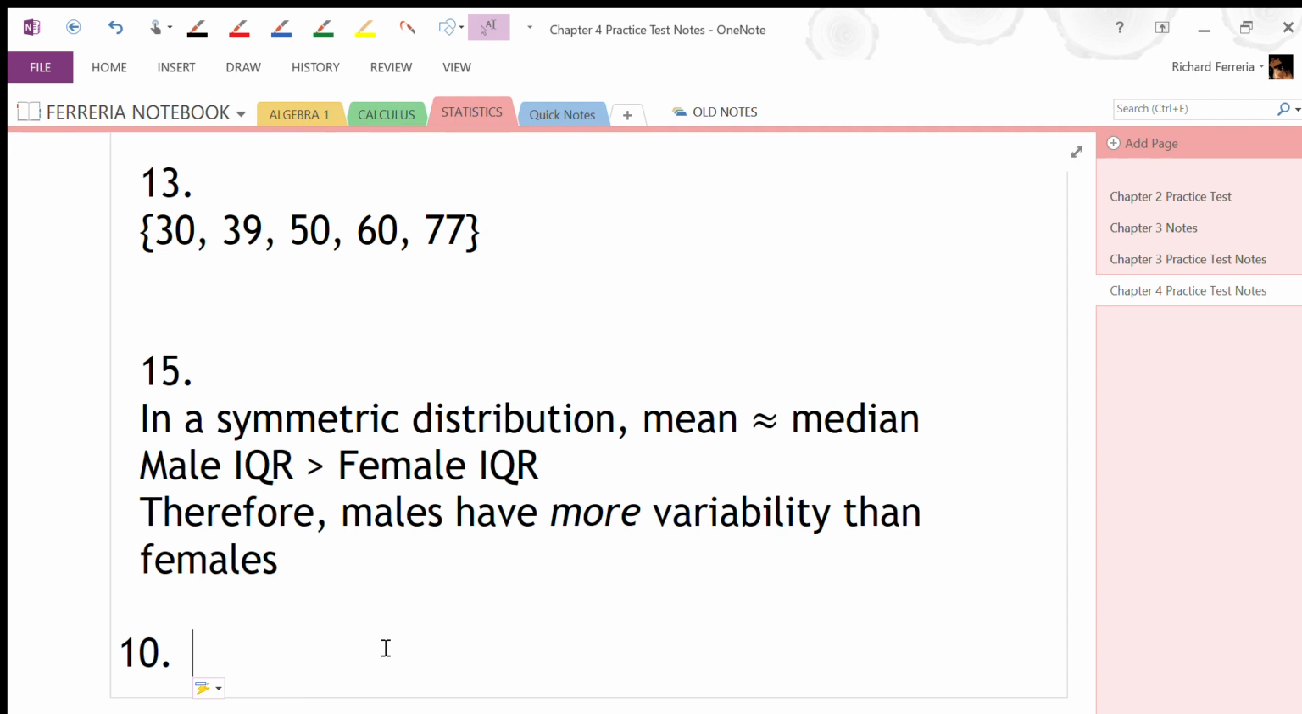So actually, we don't know what the median salary is. It has to be a number between 35 and 41,000. We don't know actually where it is.